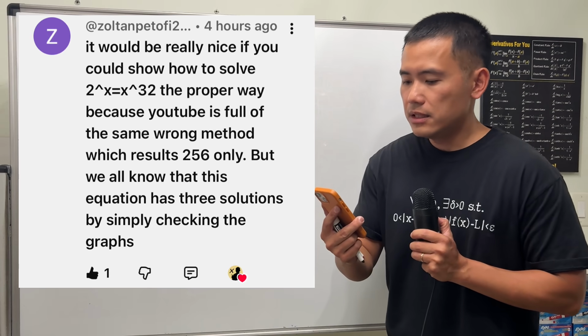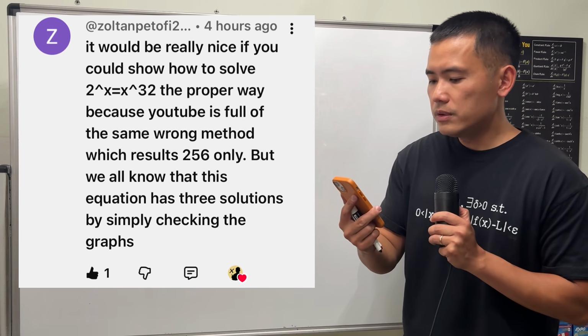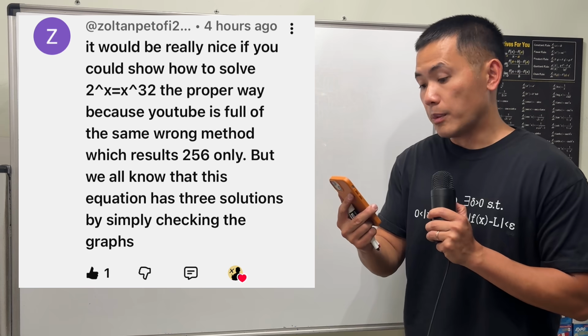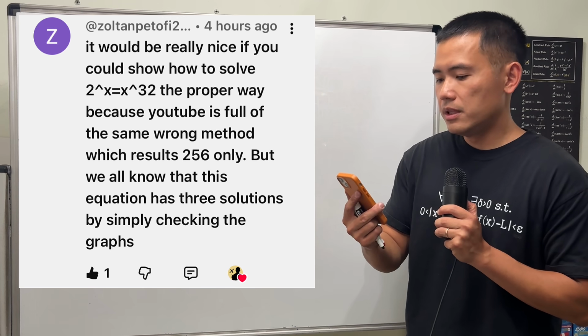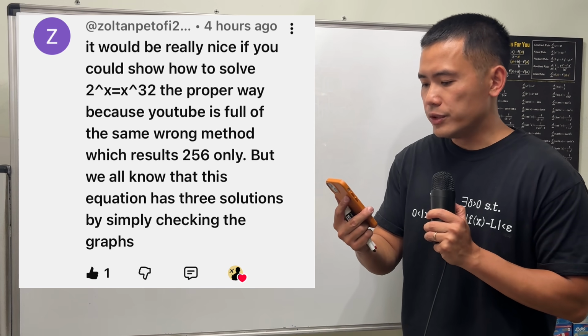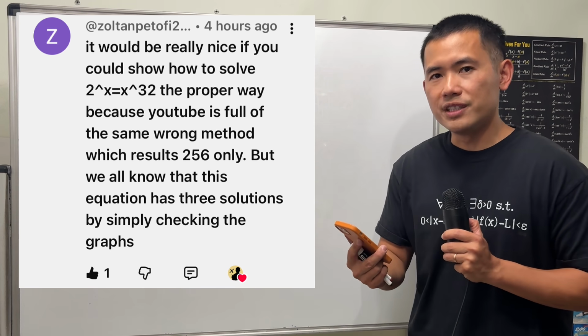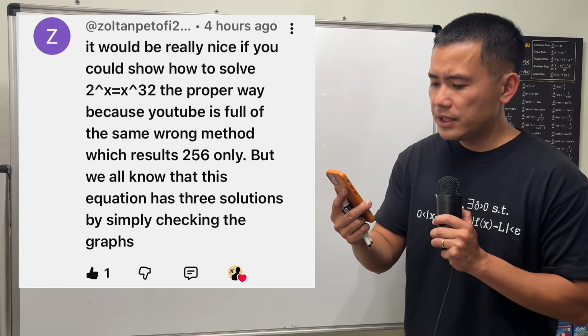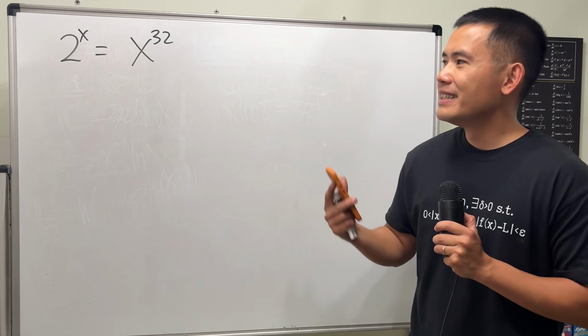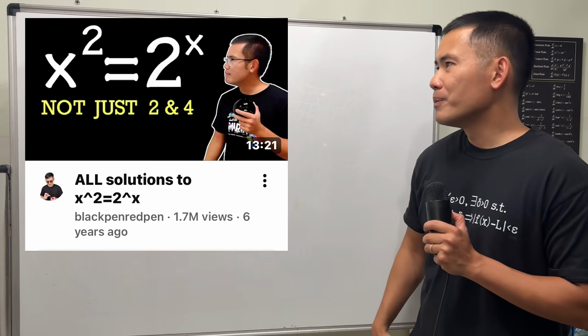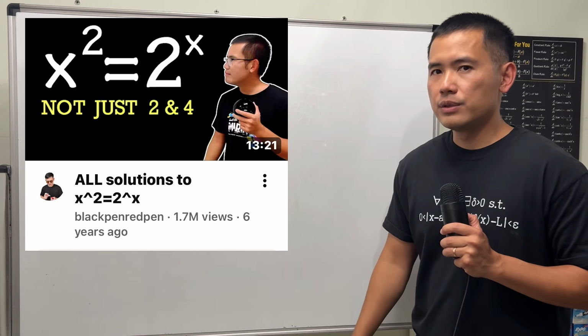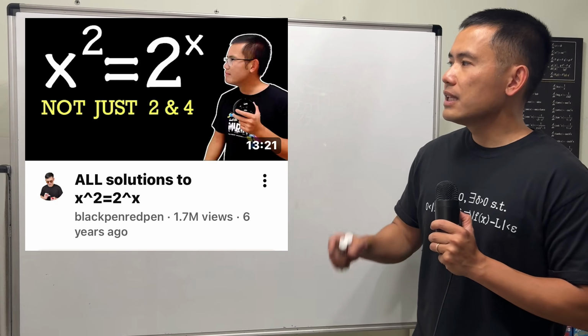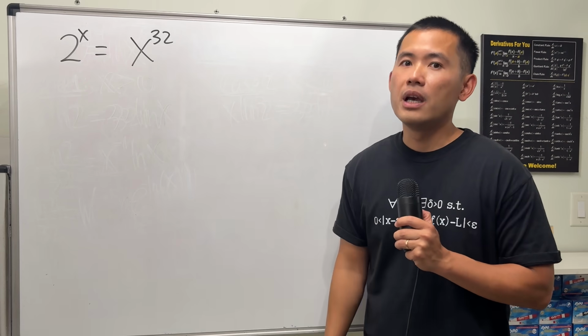It would be really nice if you could show how to solve 2 to the x is equal to x plus 32 the proper way, because YouTube is full of the same wrong method, which results in 256 only. But we all know this equation has 3 solutions by simply checking the graphs. In fact, I have a similar video, 2 to the x is equal to x to the second power. If you've seen that video, then this video will just be a review.